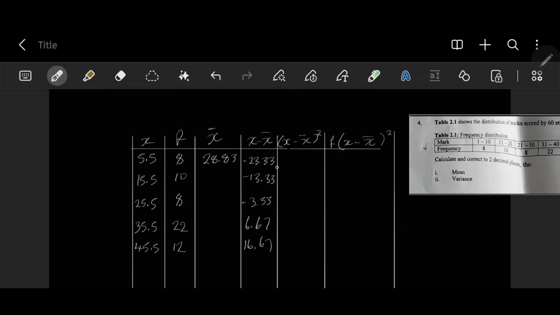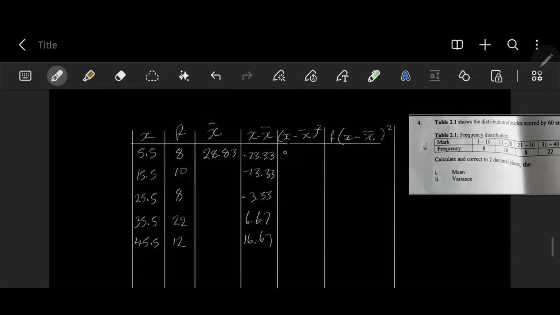Okay, so the next thing I'm going to do is square each of them to have a positive number. I'm going to square this, square this, square this, square this. Note that when you square a negative number, you end up with a positive value. So the square of that is 544.29, approximated to two decimal places. You're going to do the square of the other numbers and write them here.